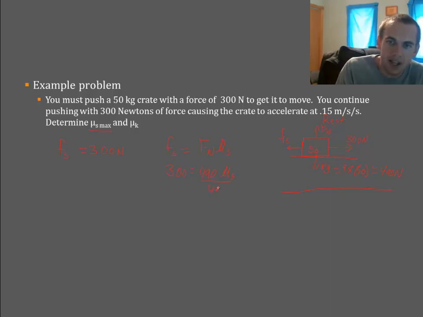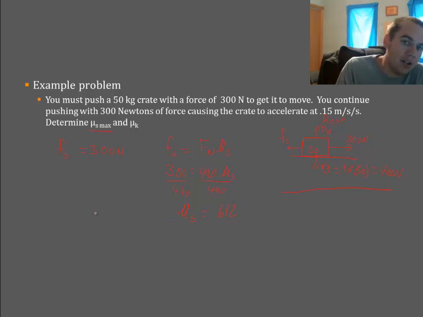So if I divide both sides by 490, what I come up with is 0.612, and remember, there are no units on that. That tells me 61.2% of the normal force is equal to the static frictional force.